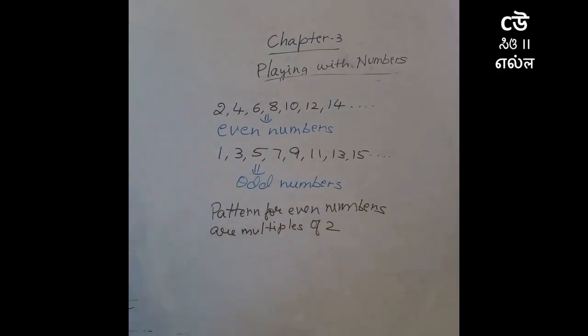Till 100, till infinite numbers you can find the even numbers and odd numbers, okay? Next we can tell that it is a multiple of 2. So even numbers are the multiples of 2.